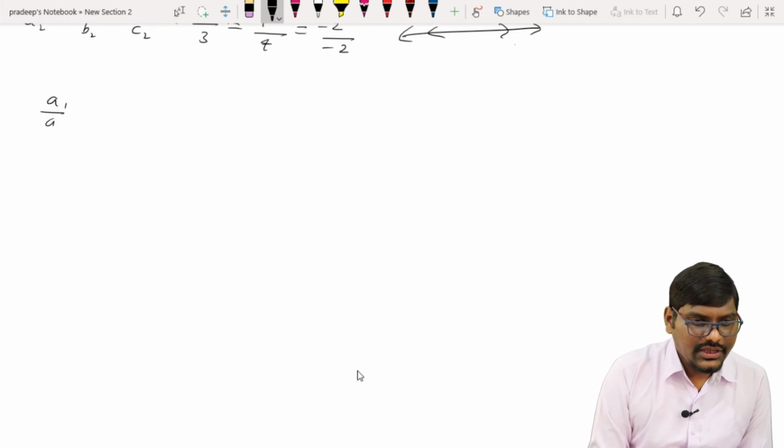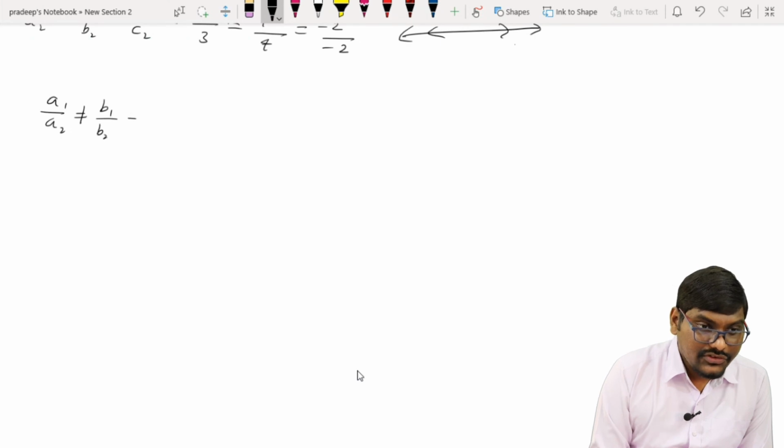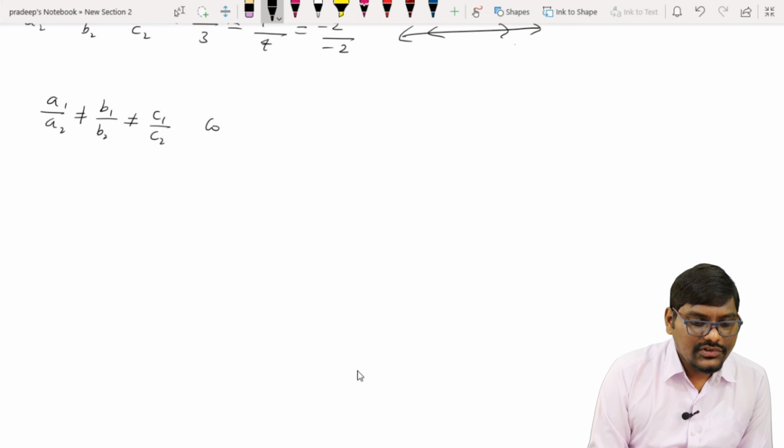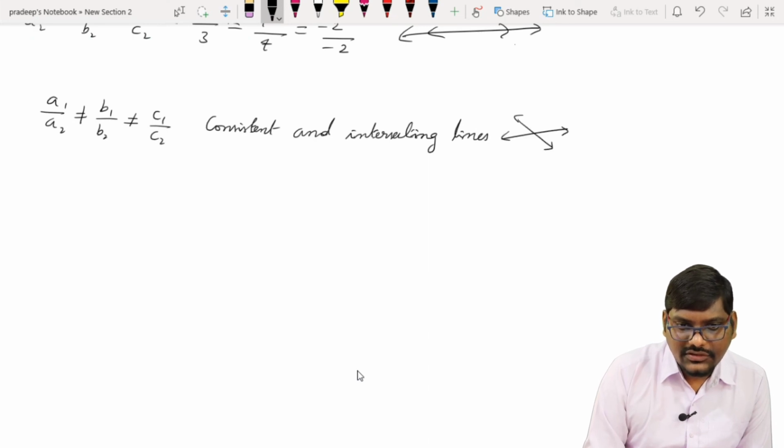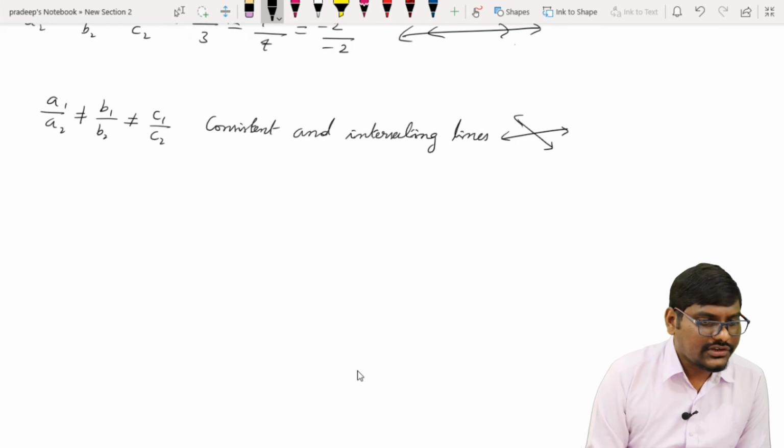First is a1 by a2 is not equal to b1 by b2, which is also not equal to c1 by c2. These equations we will say are consistent, and also we'll say they are intersecting lines. Right? So how are the lines represented? This is one equation, this is the second line, one line on the other, they are intersecting lines.